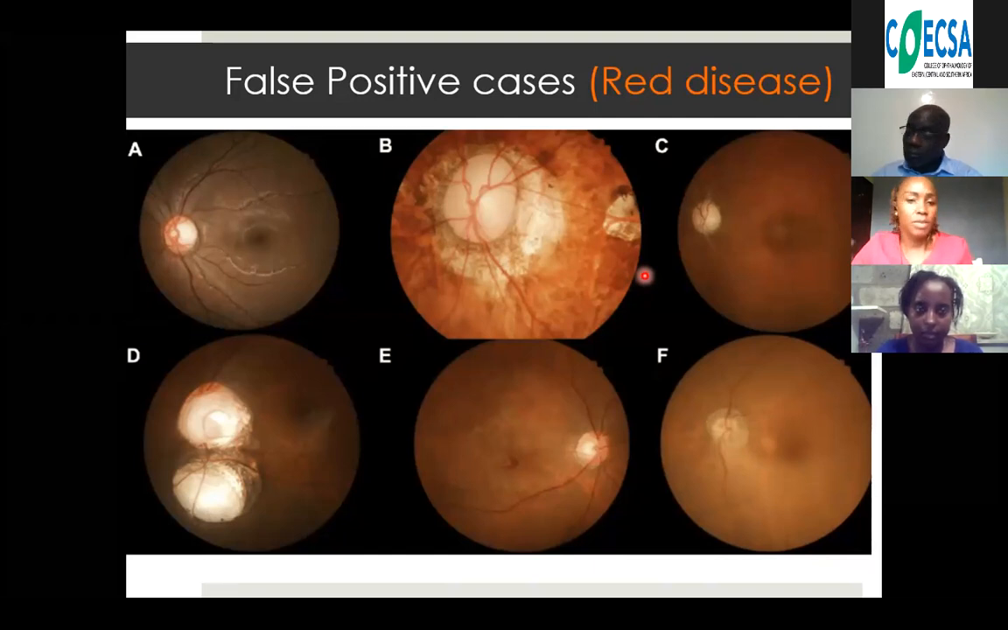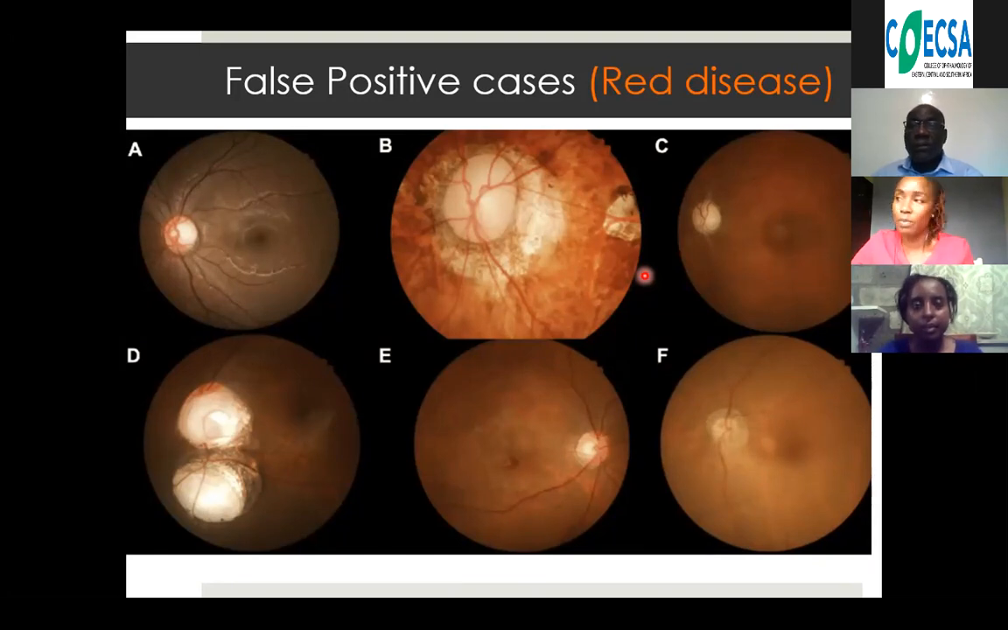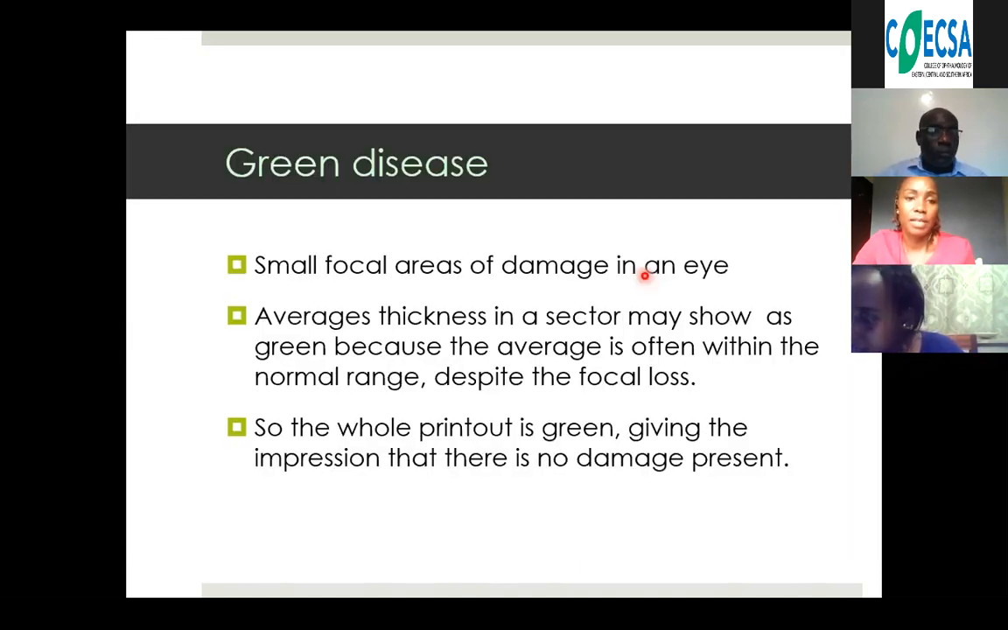E is a patient who has a macular lesion. Maybe if you do a ganglion cell count, the ganglion cell count will be reduced, and you might interpret that as glaucoma, but it's not. And F is when you have a huge peripapillary atrophy, the RNFL will turn out to be quite red, but yet it's just the patient who has a peripapillary atrophy.